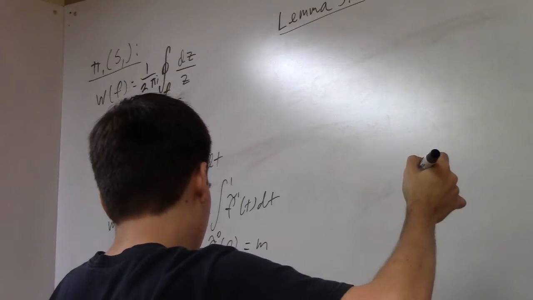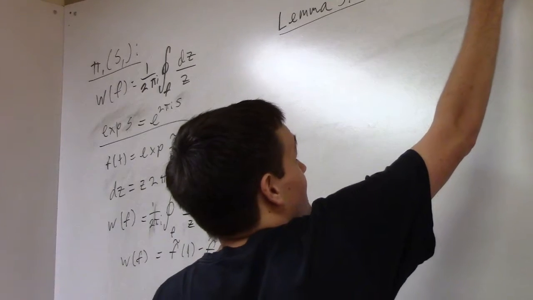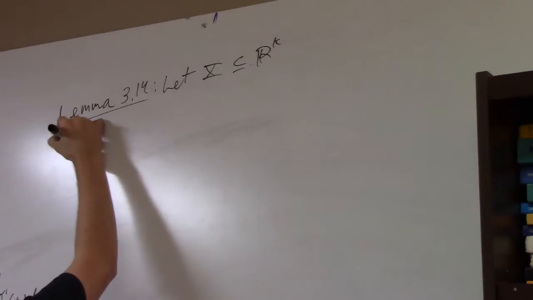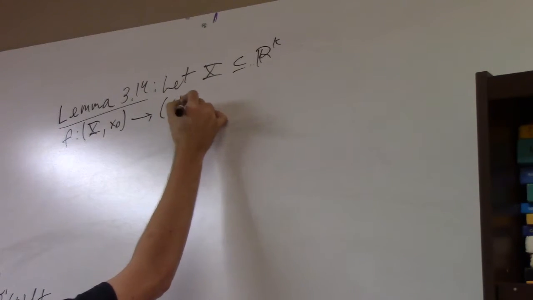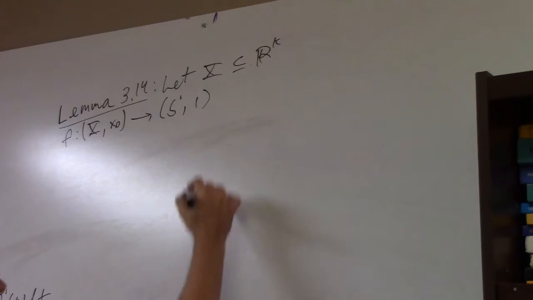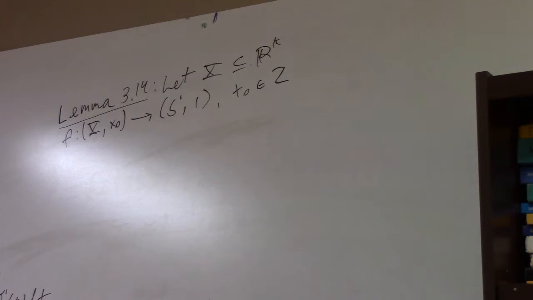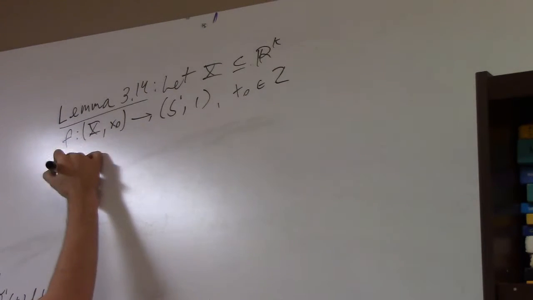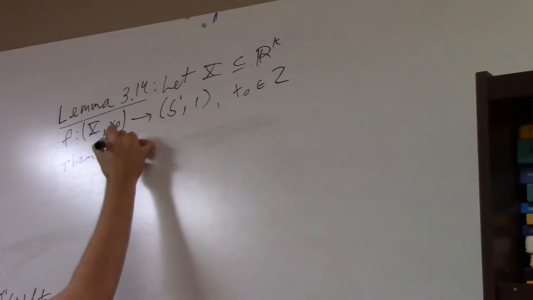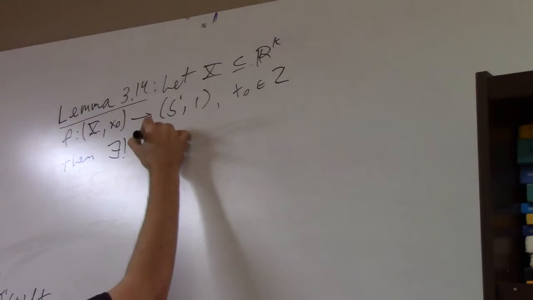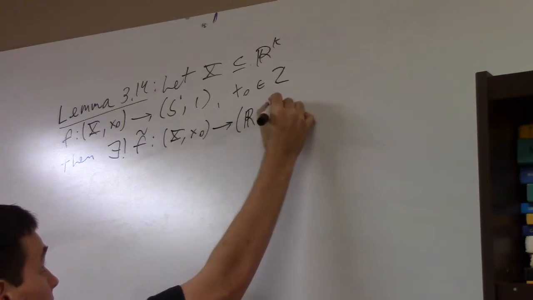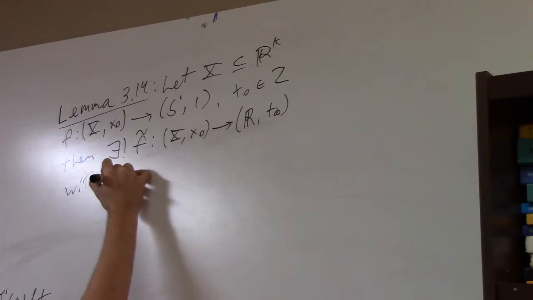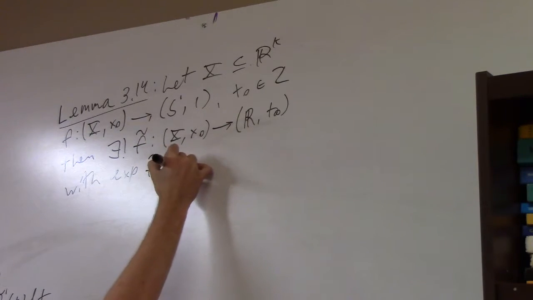Let X be a compact convex subset of R^k. Then let f from the pointed space X at x naught to S^1 at the North Pole be continuous. Then let t naught be in the integers. And just the definition they use, let x(t) denote e^(2 pi i t). Then there exists a unique continuous f tilde from X at x naught to R at t naught with what we wanted, x of f tilde equal to f.